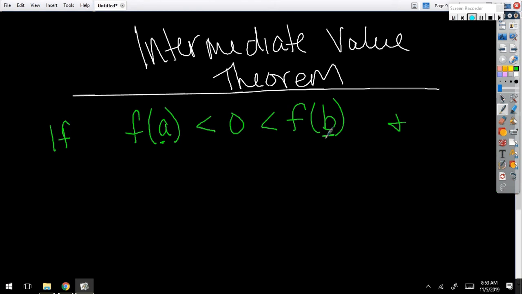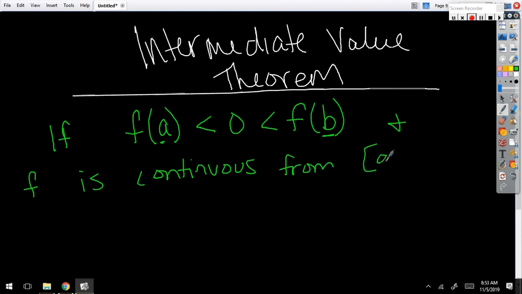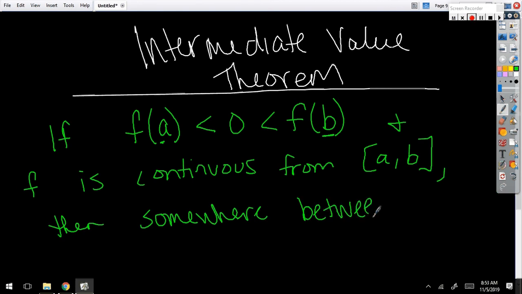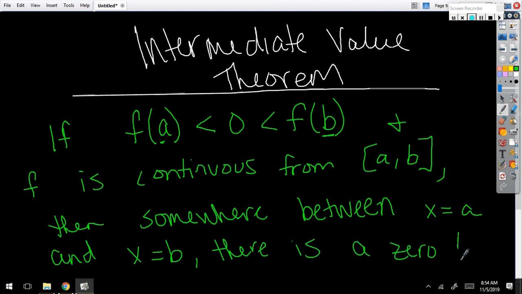So I've got these two y values. One of them is negative and one of them is positive. And my function is continuous from the values A to B. Then what that tells me is somewhere between x equals A and x equals B, there is a 0. This is really, really wordy for a really easy concept, okay?